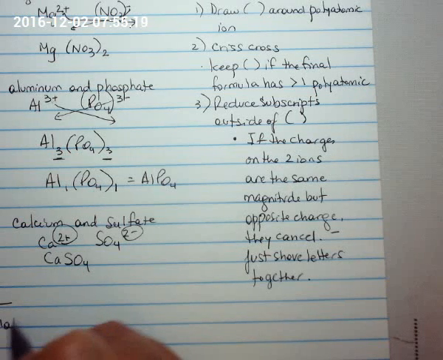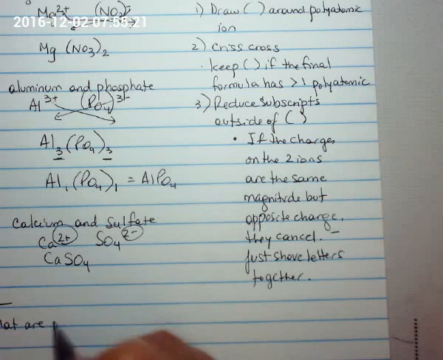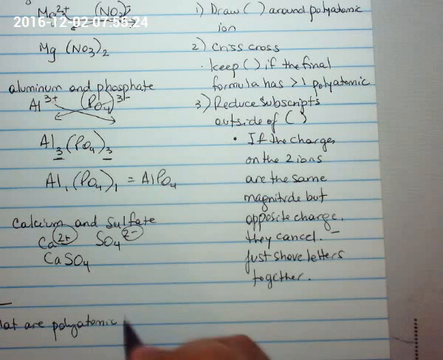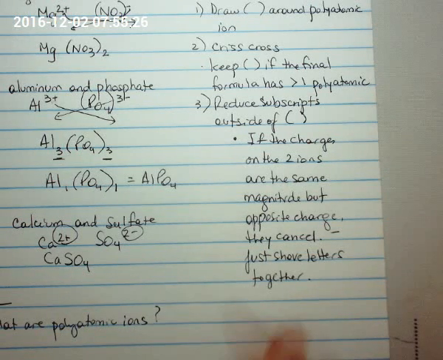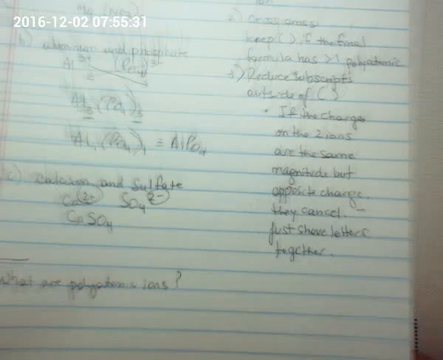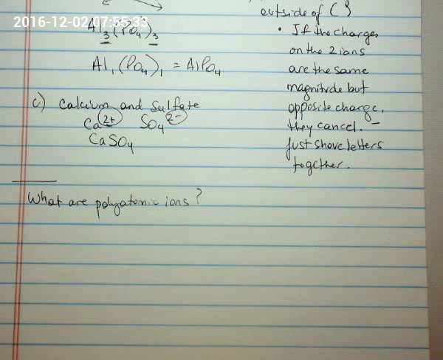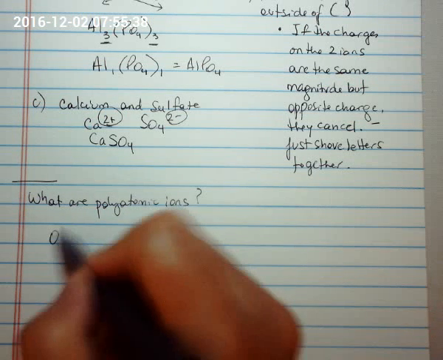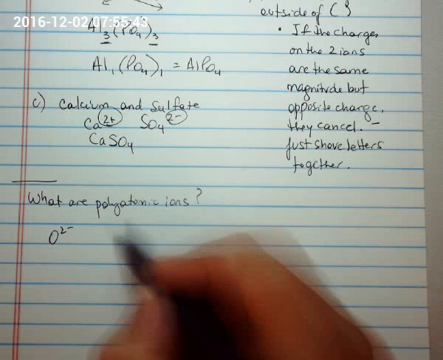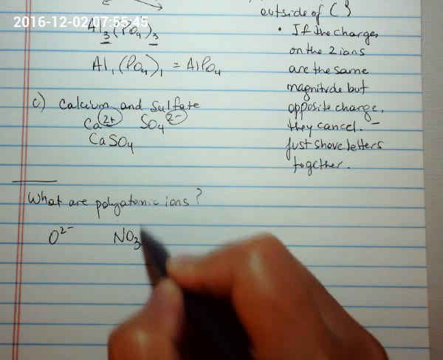So what are polyatomic ions? All right, so when we memorized all those ions off the periodic table, we were studying monoatomic ions. What does the prefix mono mean? There's one. So for instance, in O2 minus, there's only one kind of element in it. All right? So what about in NO3 1 minus?